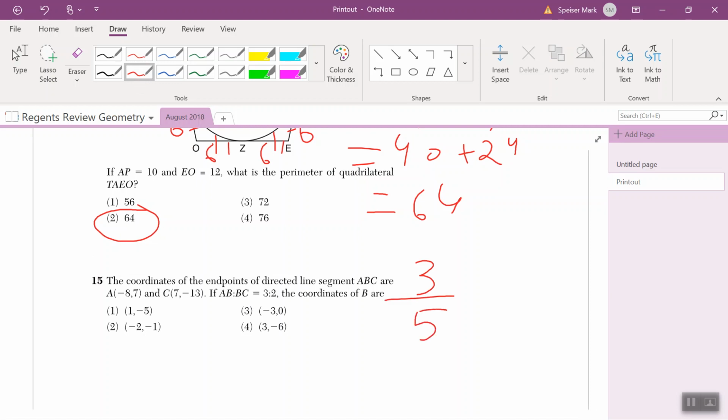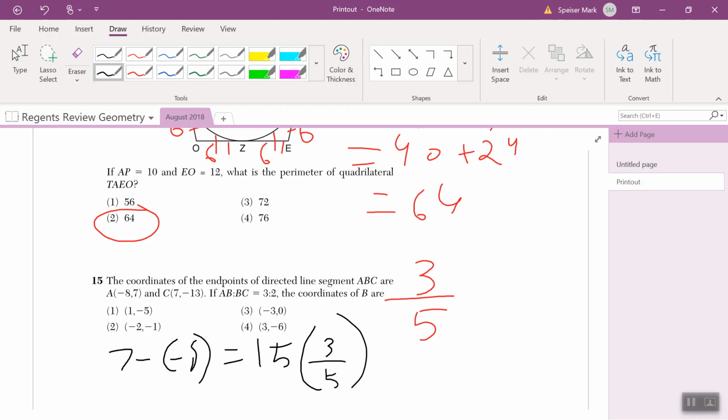You start off with the distance from A to C. So 7, take away negative 8 is 15. Multiply that by the ratio. Okay, do 15 times 3/5, which is 9. Now you add that 9 to your starting value, which is negative 8, and you get 1 as your x value, which is choice number 1.